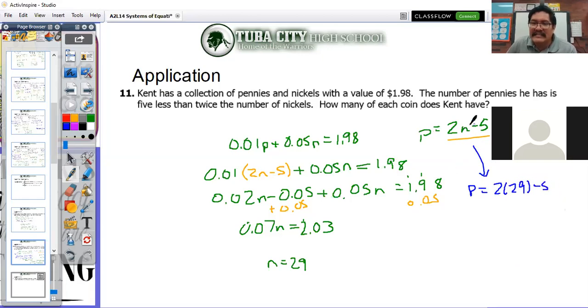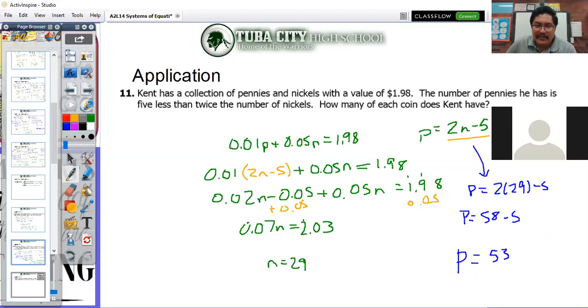All right, so let's go ahead and use the other clue statement. The number of pennies is equal to double the nickels minus 5. So now we know we have 29 nickels. Let's plug it in there and see how many of those we have. So that'd be 60 minus 2, so that'd be 58 minus 5. So the number of pennies would be 53. 8 minus 5 is 3, so that'd be 53.